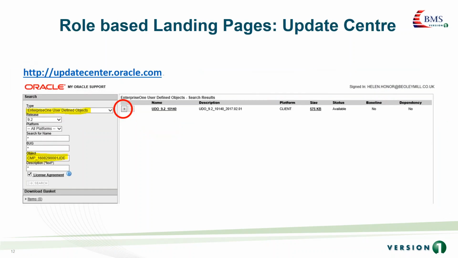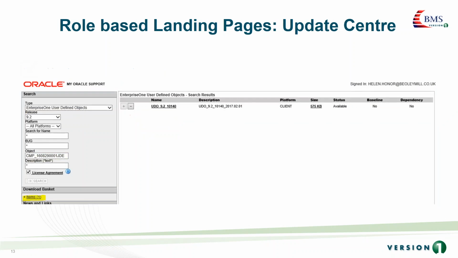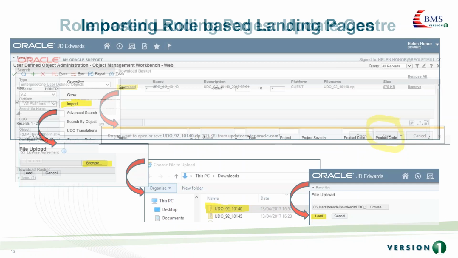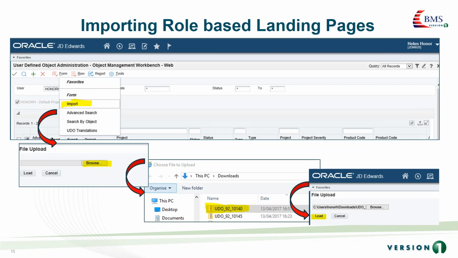It doesn't matter whether you download the zip from Update Center or Change Assistant. From the Update Center, when you've found the objects you require, click the plus to add them to your download basket. Select the link in the download basket, click Download, and then save the zip file. Then you go back into JD Edwards to UDO administration and take the form exit to Web OMW. Take the form exit again to import, select Browse and select the zip file from the download folder on your PC and then load.